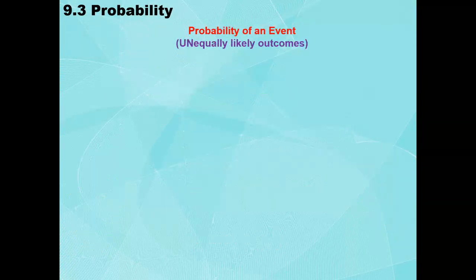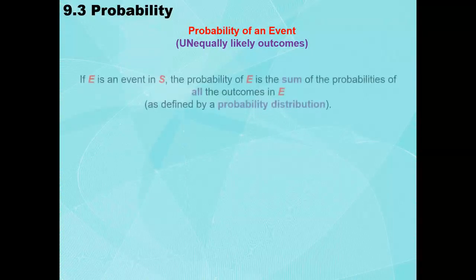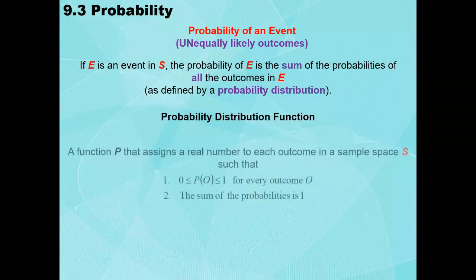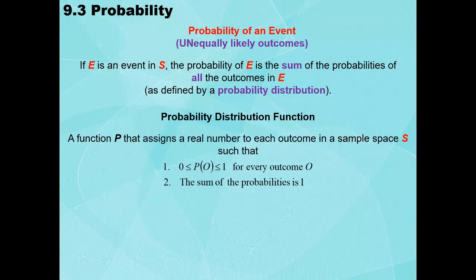So what about the probability of an event of unequally likely outcomes? If E is an event in S, the probability of E is the sum of the probabilities of all of the outcomes in E, as defined by a probability distribution. A probability distribution function, sometimes that's PDF, is a function P that assigns a real number to each outcome in a sample space such that the probability is between 0 and 1.